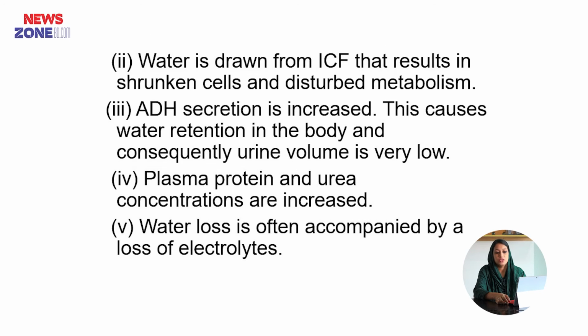Number 2, water is drawn from the ICF, that results in the shrinking of the cells and disturbance of the metabolism. Number 3, ADH secretion is increased. This causes water retention in the body and consequently urine volume is very low. Number 4, plasma protein and urea concentration are increased. And number 5, water loss is often accompanied by the loss of electrolyte.